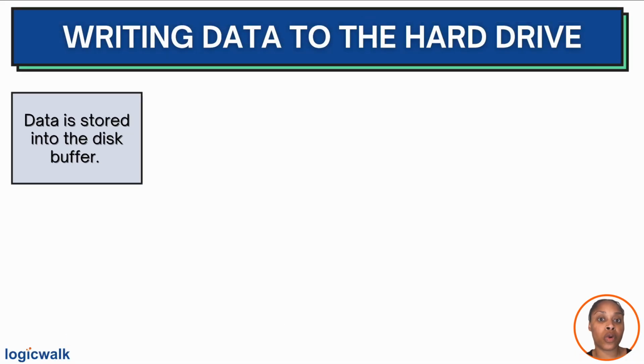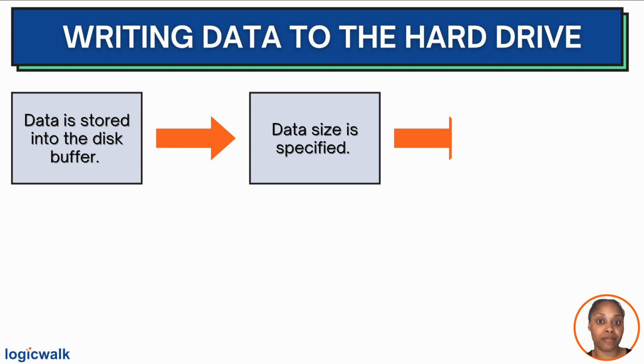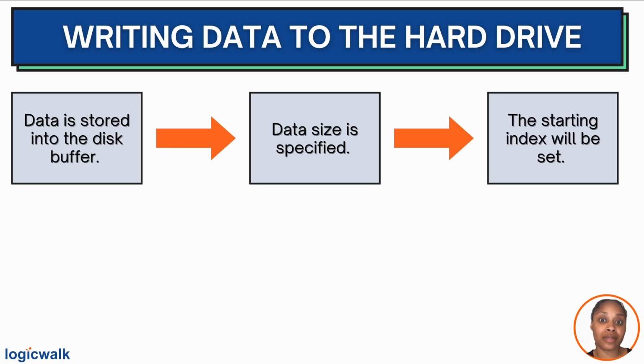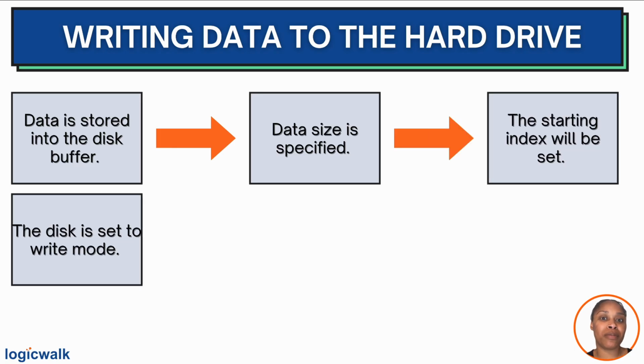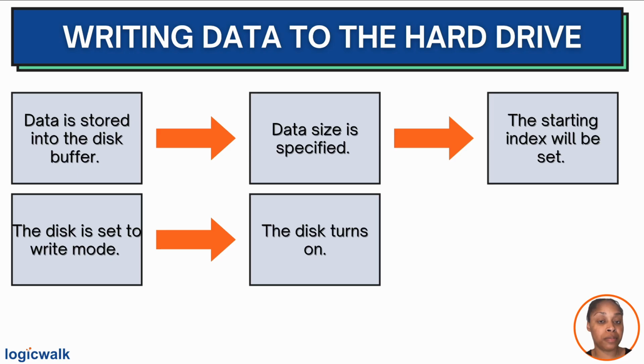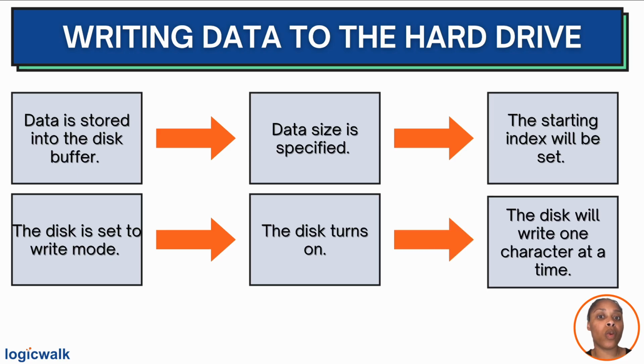First, the data will be stored into the disk buffer. Then the data size will be specified. The starting index will be set. The disk will be in write mode. Then the disk will be turned on. And then finally, the disk will write one character at a time until it's complete.